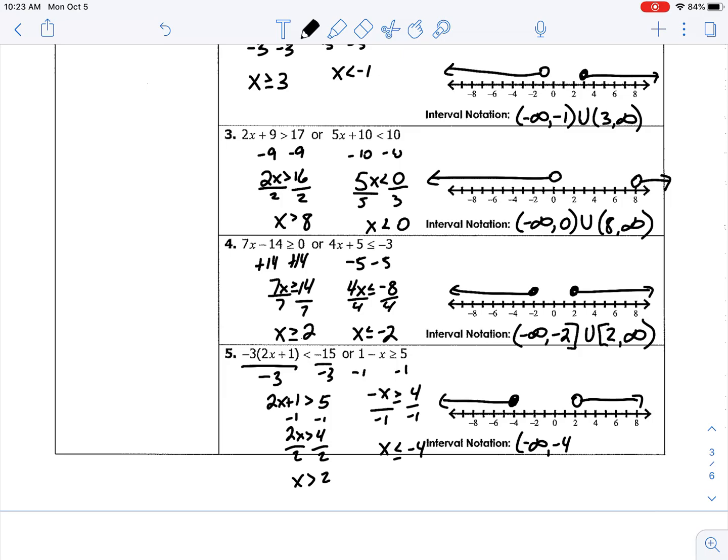Negative infinity is the left boundary. Negative 4 is my right boundary. We're going to bracket that in. This was an open circle, so it gets a parenthesis. That left boundary is 2, and it's going to go on to positive infinity.